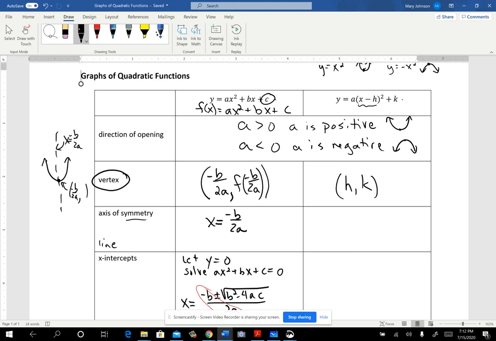So let me just do a couple quick examples. If you had y equals negative 2 times (x minus 3) squared plus 4, the vertex would be (3, 4). If you had y equals 3 times (x plus 1) squared plus 4, the vertex would be negative 1. See that minus h? It would be (negative 1, 4). If you had y equals 5 times (x plus 1) squared minus 2, the vertex would be (negative 1, negative 2). So the k part, you just take whatever you see there.